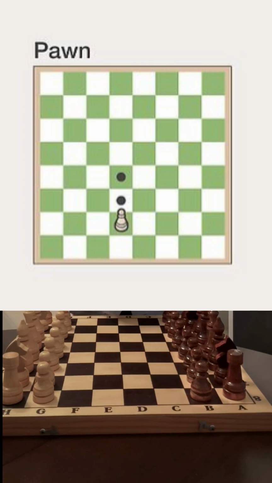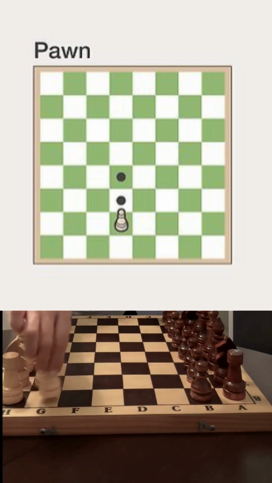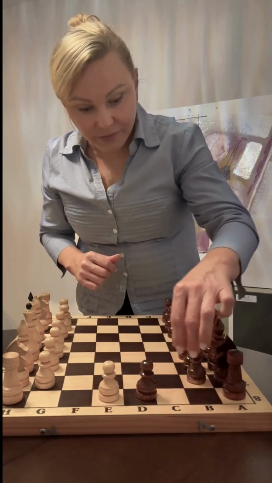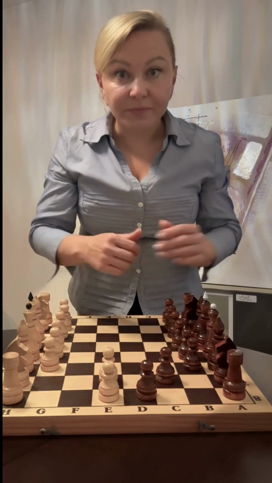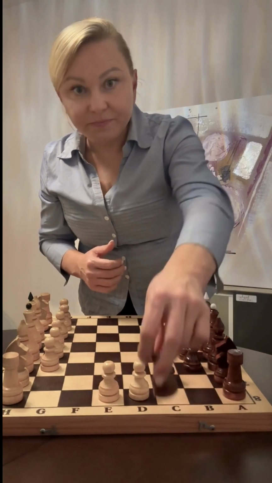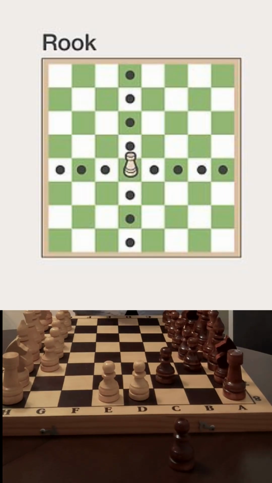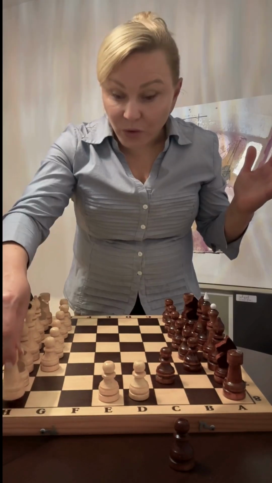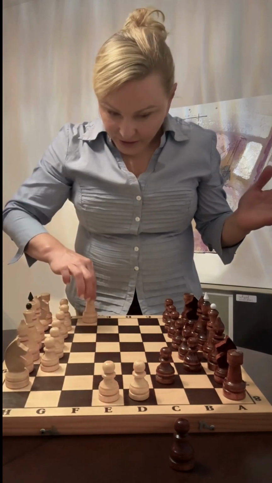Pawns move one step forward, but they can move 2 steps on their first turn, and they attack diagonally, just like that. Rooks move straight, up, down, and sideways as far as they want.